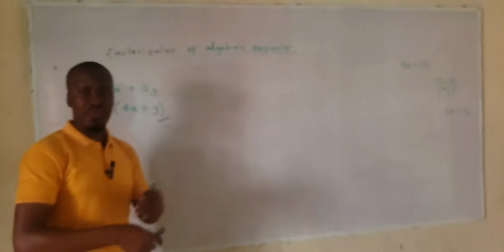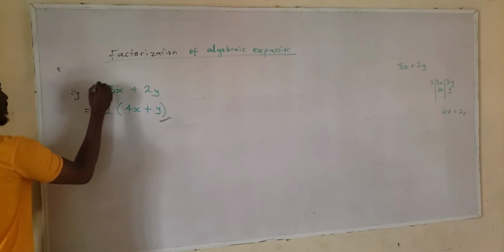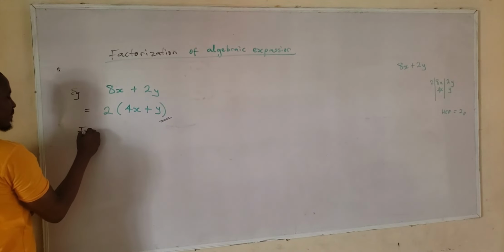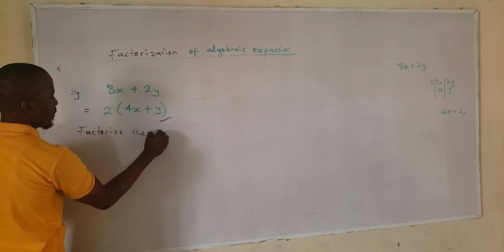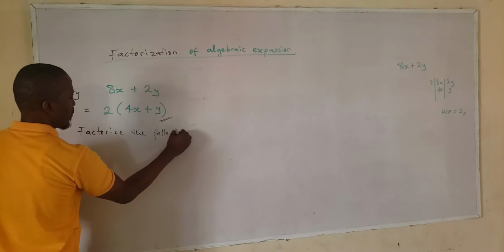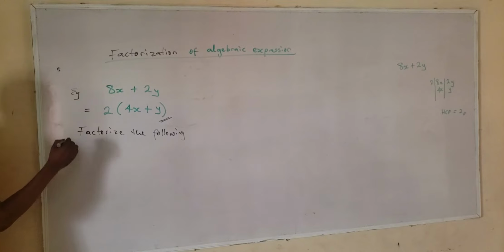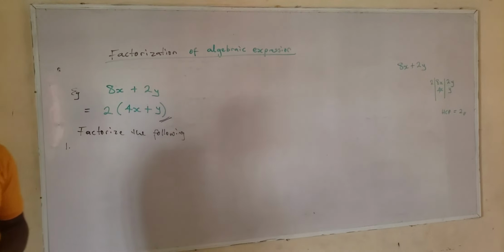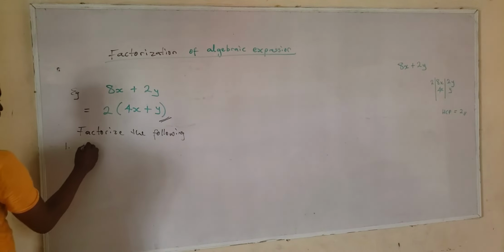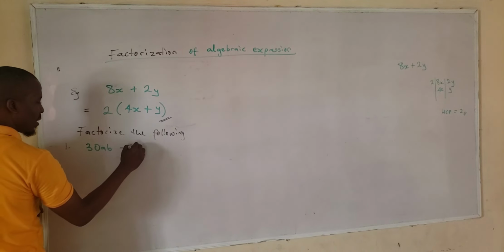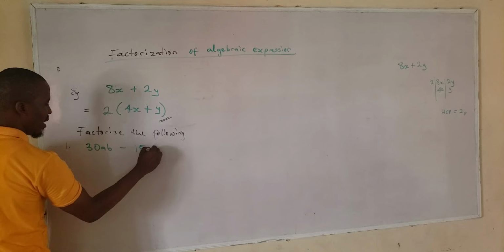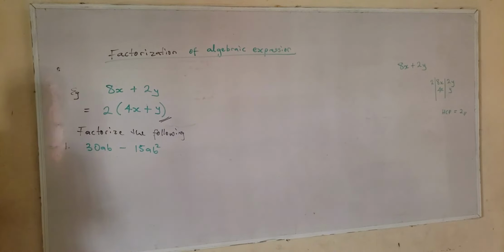So now let us solve more problems. Factorize the following. Number one, we have 30ab minus, let's say, 15ab square. 30ab minus 15ab square.